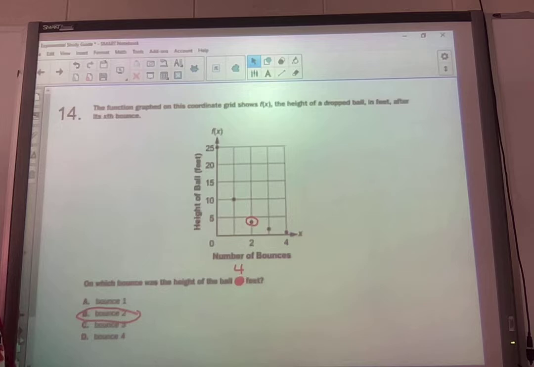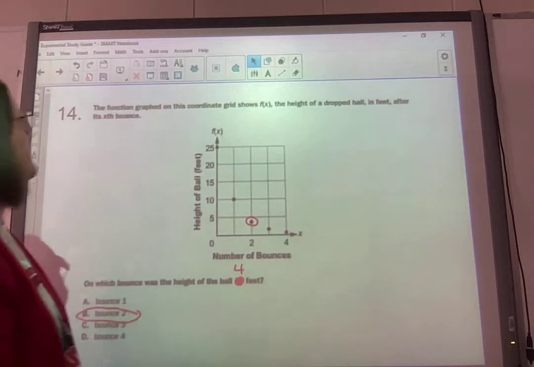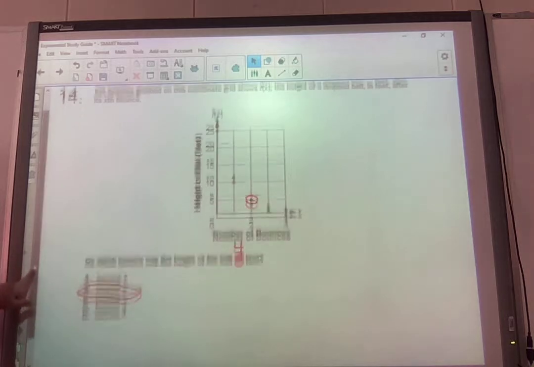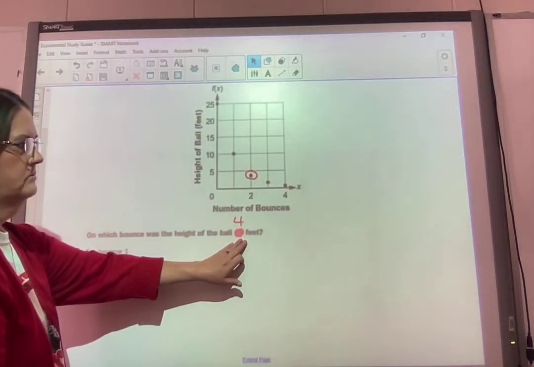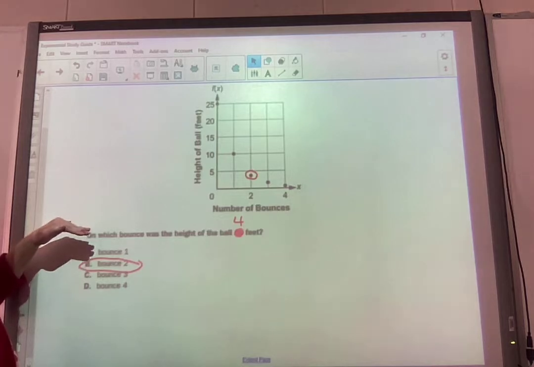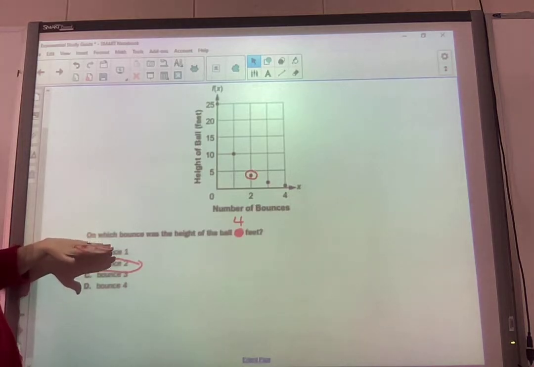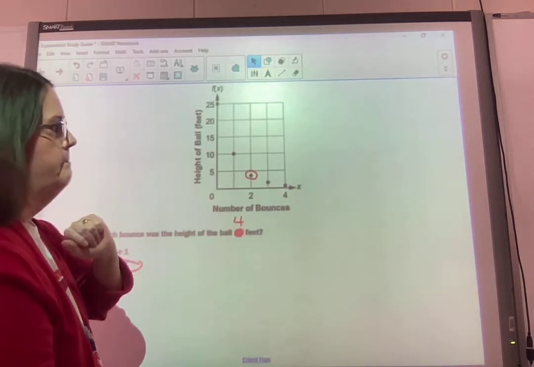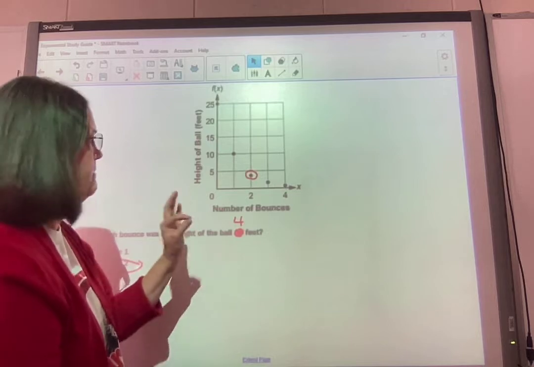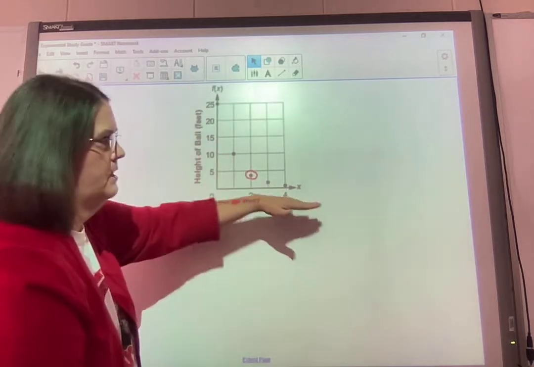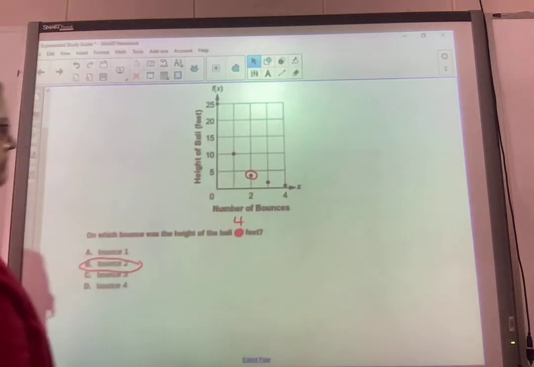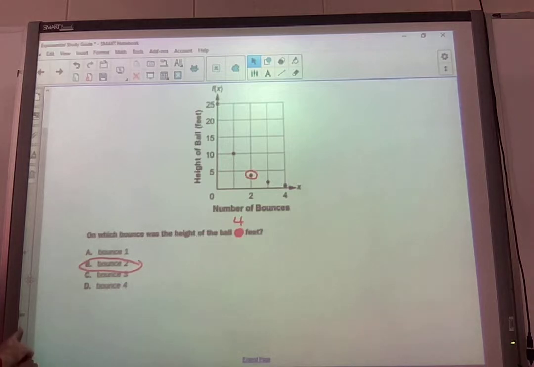The function graphed on this coordinate grid shows the height of a dropped ball in feet after its x bounce. Okay. You can see that I've changed the number of bounces to 4. And it says, not the number of bounces, on which bounce was the height of the ball 4 feet? Realize your question is different. Be very, very careful. It's asking the height of the ball. This is the height of the ball. This is the number of bounces. So the height is at 4 right here, which is 2 bounces. So this is just checking to see if you can read a graph.